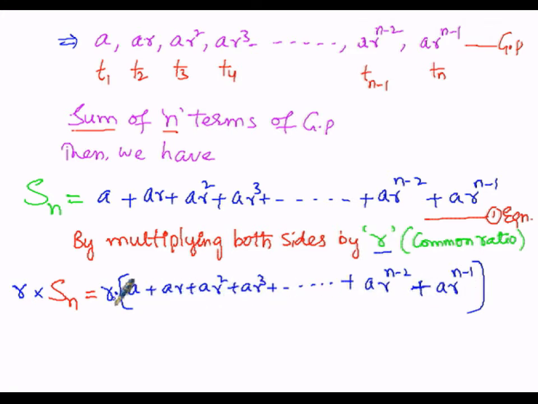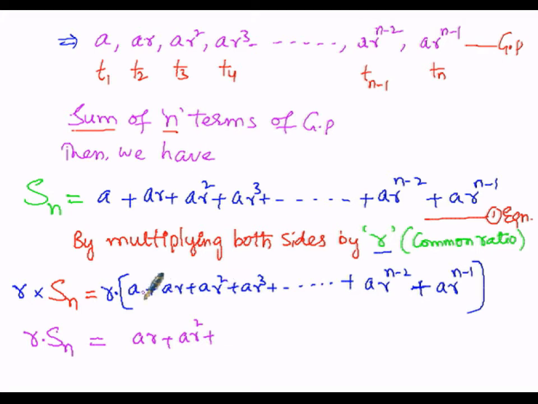We have to multiply each and every term, all n terms, by this r. So the next step: r into Sn, that is r times Sn, is equal to r into a, which is ar. Then a into r is ar, plus a into r: r to the power of 1 and r to the power of 1 gives r to the power of 2 as per the product rule. R into r is r square. So here we get ar square, the exponent is 2, degree 2.